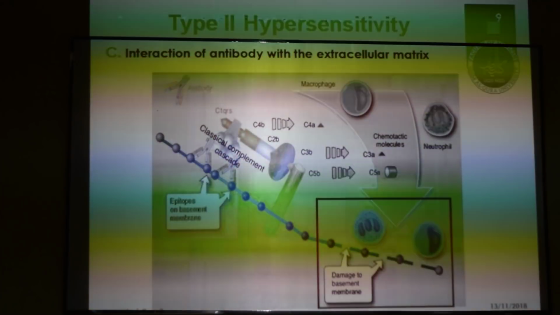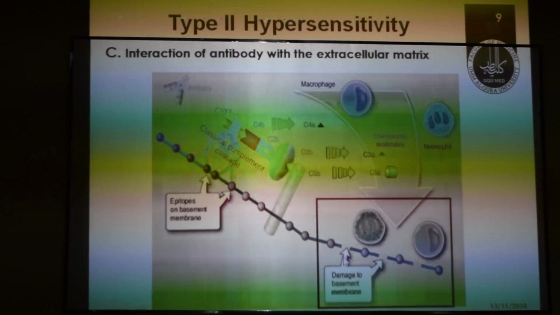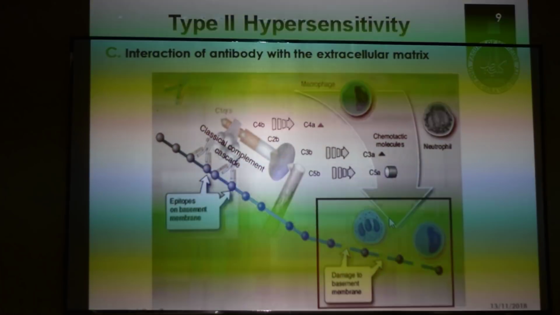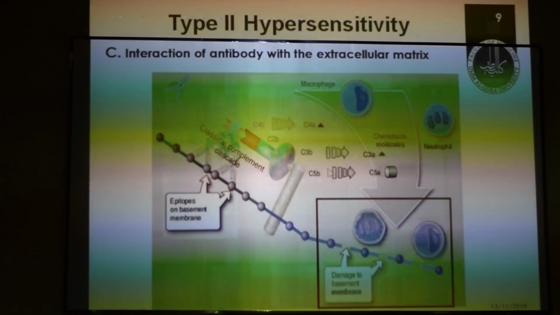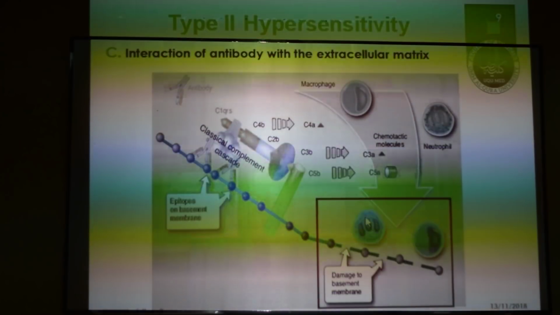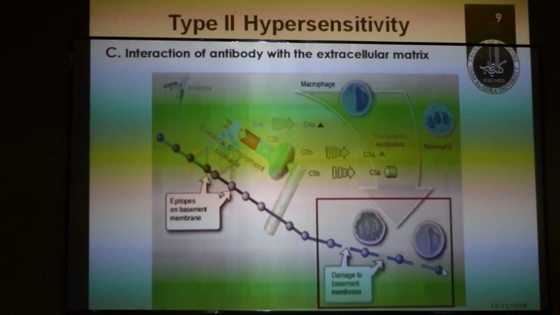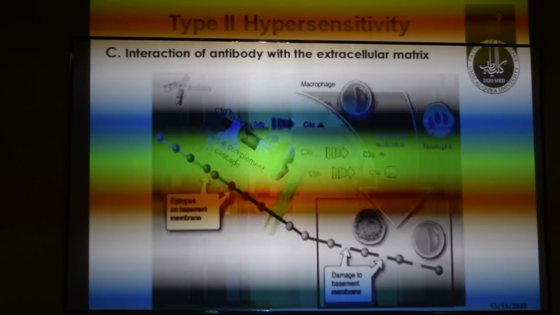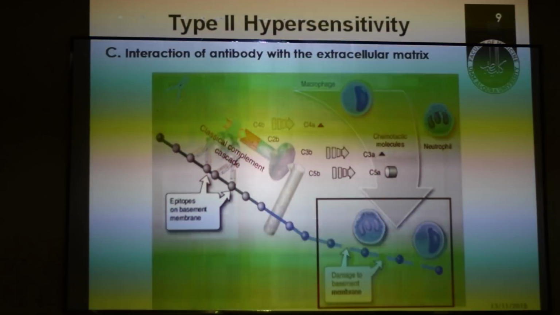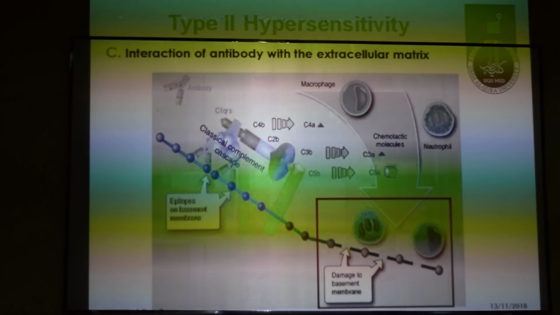And now you see the membrane here is damaged, so it has disruption here, here and here and here. And who caused it? Three components: the complement system itself, neutrophils and macrophages cause damage to the extracellular matrix. So whether it is damage to the cell or damage to the extracellular matrix, it will be a combination of the complement cascade as well as ADCC.